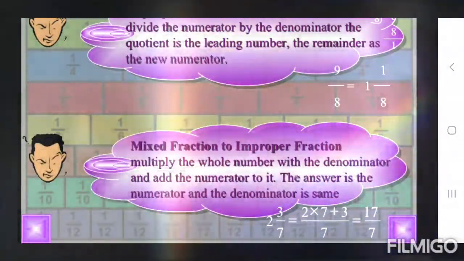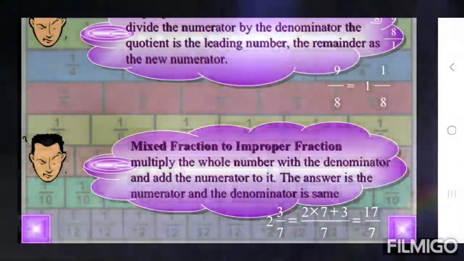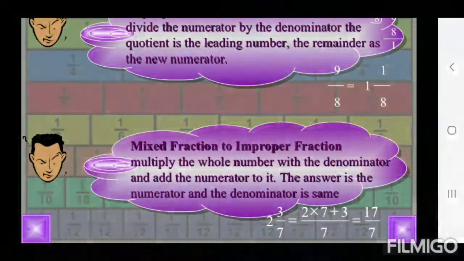Now mixed fraction can be converted to improper fraction. Multiply the whole number with the denominator. Add the numerator to it. The answer is the numerator and the denominator is same. So here 2, 3 upon 7.